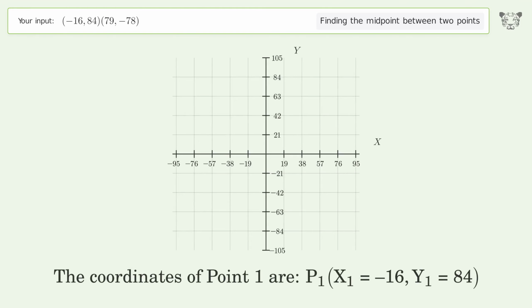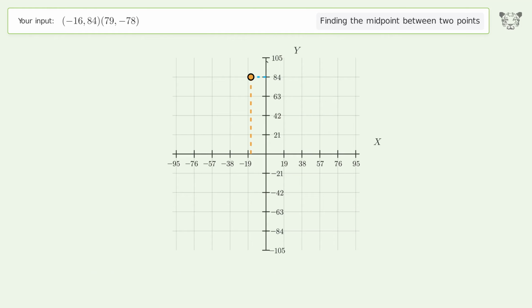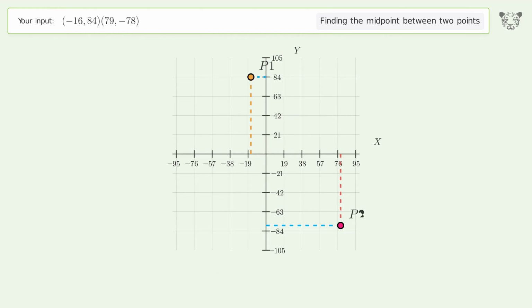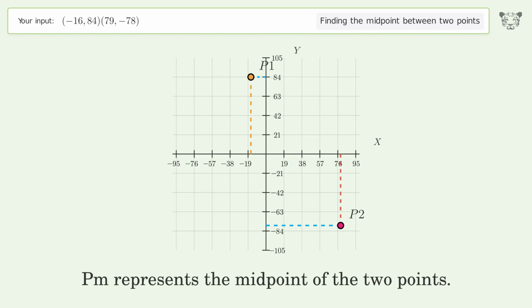The coordinates of point 1 are x1 equals -16, y1 equals 84. The coordinates of point 2 are x2 equals 79, y2 equals -78. PM represents the midpoint of the 2 points.